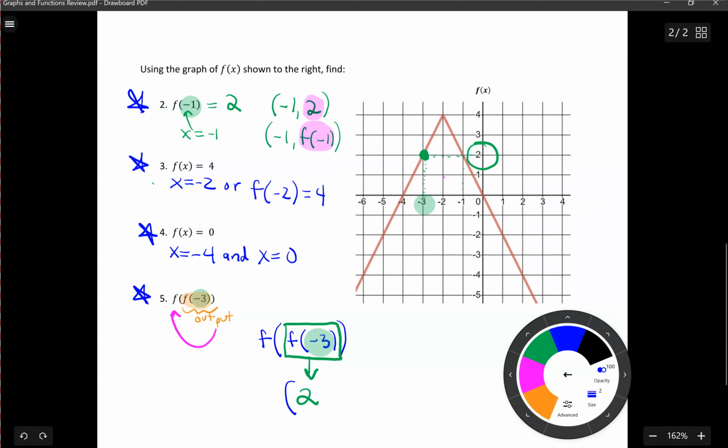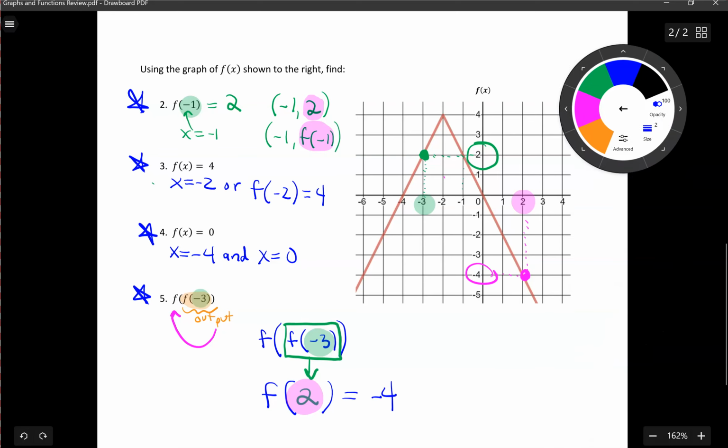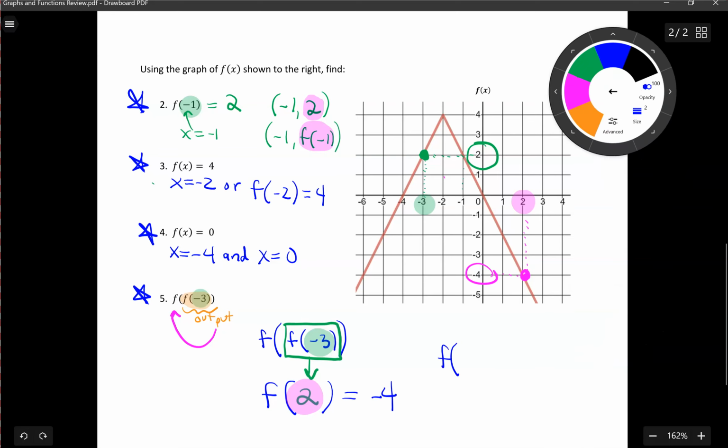But that output is getting plugged back into the function again, okay? So now I'm going to locate +2 on my x-axis. It's my input now. Then I'll go down and find the related output down here. That's an output of -4. So overall, when I compose those functions, I get -4. So f of f of -3, overall, the final output is going to be -4.